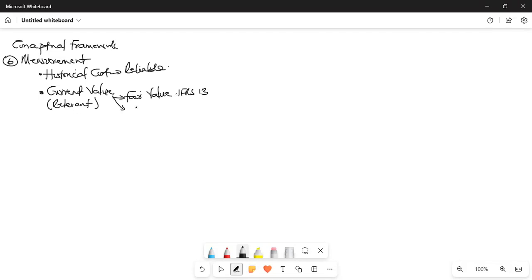Then it also said that we can use the current cost. Please don't confuse current cost with current value. Current cost is how much it will cost me to replace that asset, not to sell it. If I sell the asset, how much will it cost me to replace it? That is what we call current cost. Under current cost, we have two, and it depends on whether the company is on a going concern or not.